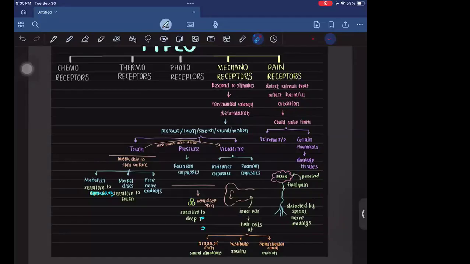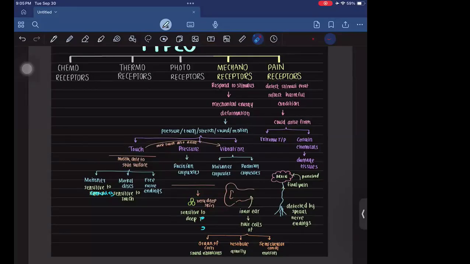Okay, so mechanoreceptors will be detecting pressure, touch, stretch, sound, motion. So you have touch, pressure, and vibration receptors. Touch receptors are three types. Where are they present? Close to the skin surface. Pressure receptors, just one, Pacinian corpuscle. So remember P for P, and they will be present in very deep skin. And under vibration, remember most of the touch and pressure receptors can detect vibration as well.